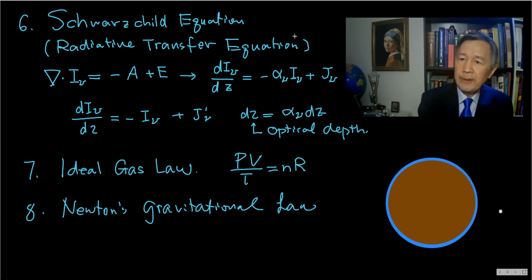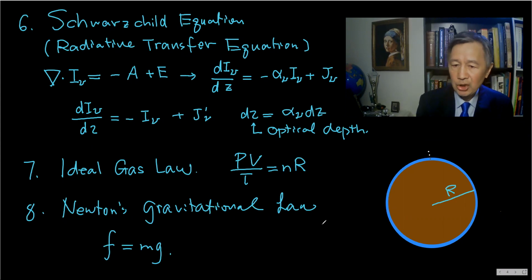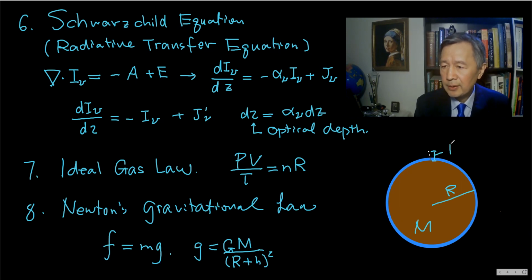According to Newton, the gravitational force due to the Earth is determined by mg at any position near the surface or above the atmosphere. That force can be written as F equals mg. So what is g? If you remember high school physics, g is determined by the gravitational constant, capital G, multiplied by the mass of the Earth and divided by (R plus h) squared. Here h is the height from the ground, and R is the radius of Earth.